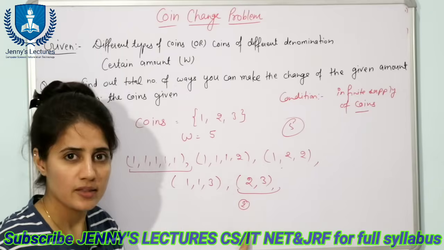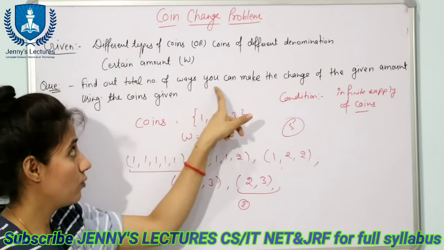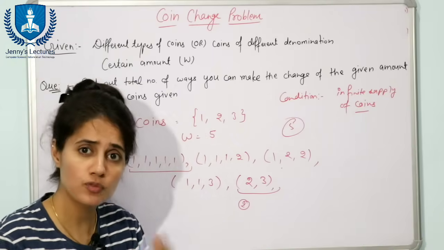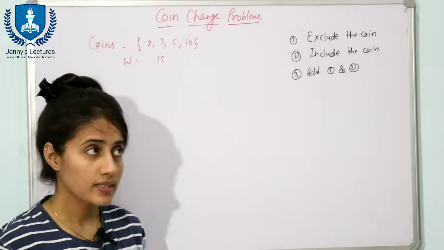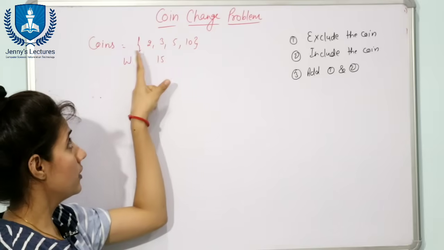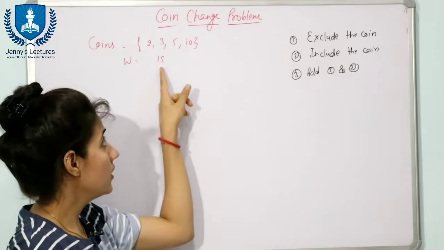The second problem is something like this. You have to find out the minimum number of coins. But in this video, I am going to tell you how to calculate the total number of ways. In the next video, we will discuss how to calculate the minimum number of coins. So let us take this example. We are given coins of denomination 2, 3, 5 and 10. And the amount given is 15.